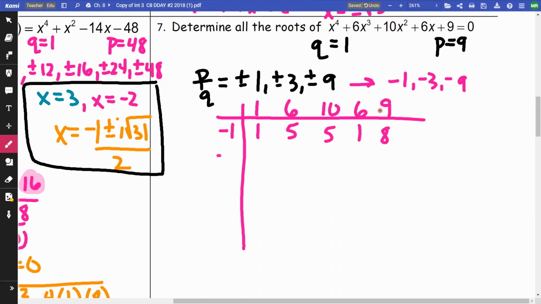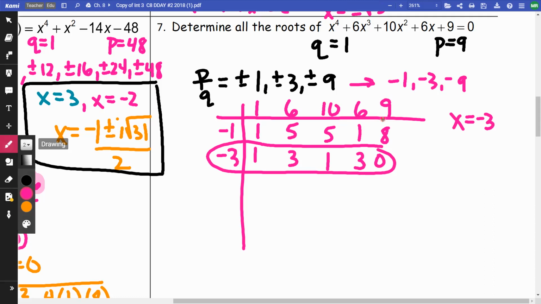Okay, so let's try -3. Bring down my 1. 1 times -3 is -3. I add it to 6, I get a 3. 3 times -3 is a -9. I add it, I get a 1. 1 times -3 is a -3. I add it to 6, I get a 3. 3 times -3 is a -9. I add it to 9 and I get a 0. So right now I have x is equal to -3 because of this.